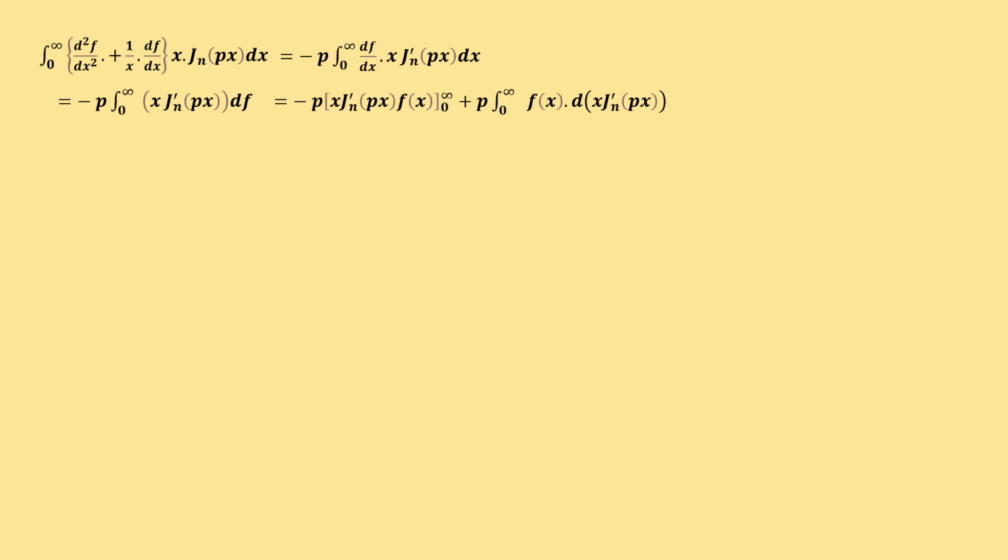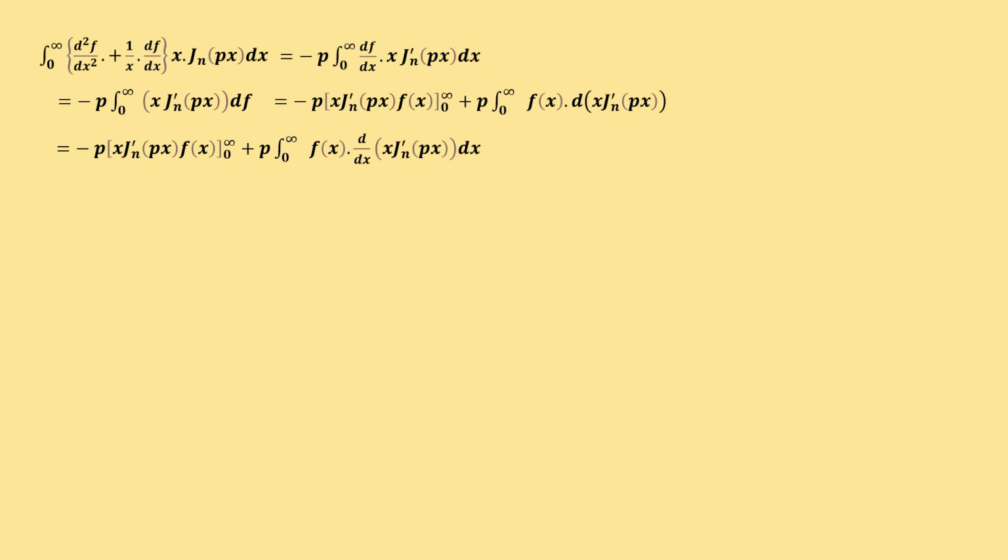So uv, with minus p common: u is x Jₙ'(px), v is f(x), with lower limit 0, upper limit infinity, plus, since we already have a minus, minus into minus gives plus, p common, so plus p times the integral from 0 to infinity of v, that is f(x), times the derivative of x Jₙ'(px), du. This is equal to minus p x Jₙ'(px) f(x) with lower limit 0, upper limit infinity, plus p times the integral from 0 to infinity of f(x) d/dx of x Jₙ'(px) dx.